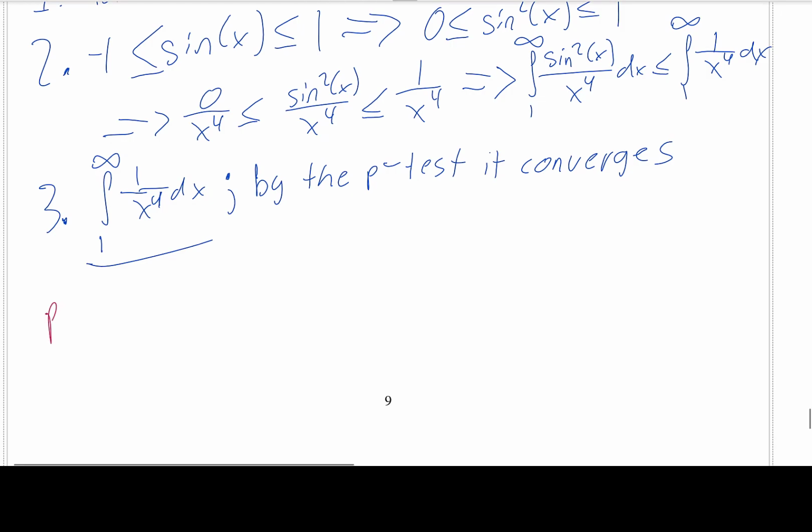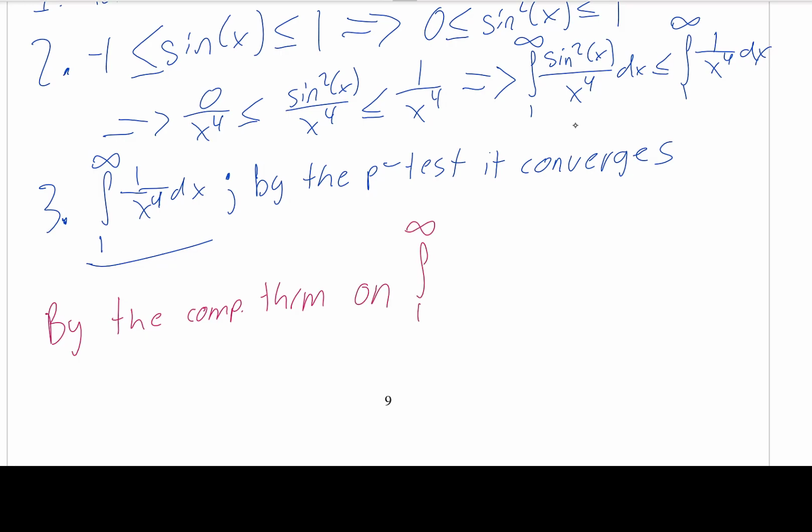So then we got something that's greater than our given integral, and it converges. So by the comparison theorem on the integral from 1 to infinity of 1 over x to the fourth dx, our integral converges. Okay, and this will be the end of improper integrals and the comparison theorem.